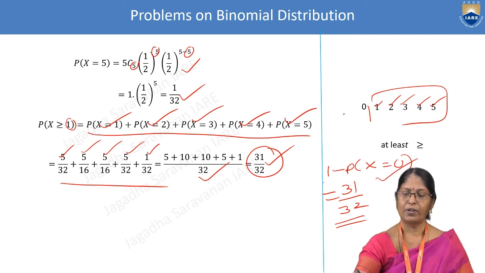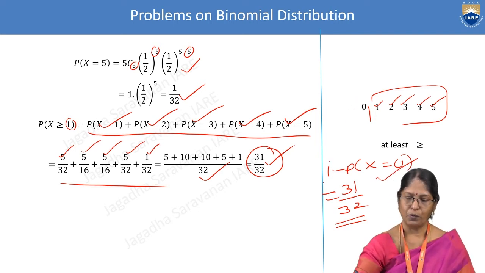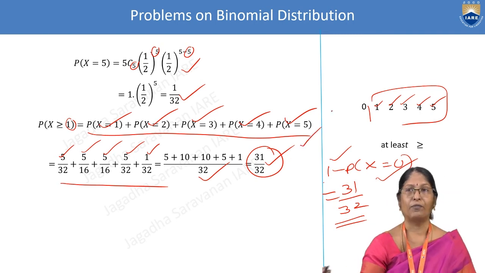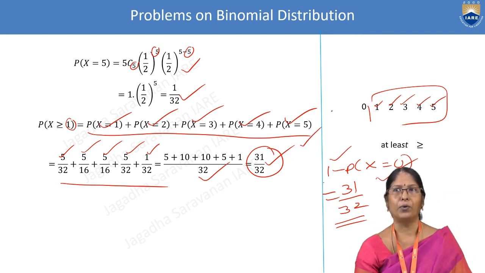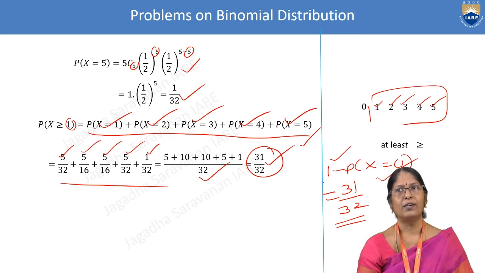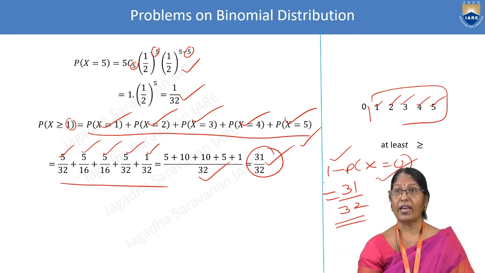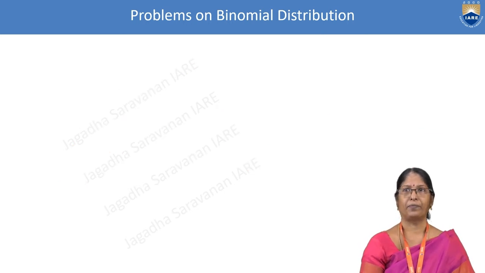It is left to us. Either we want to do this way, fine. We want to do the long method, fine. Any way we can do it. The result will be the same because the total probability is 1. If you are not getting it, somewhere we would have made a careless mistake.